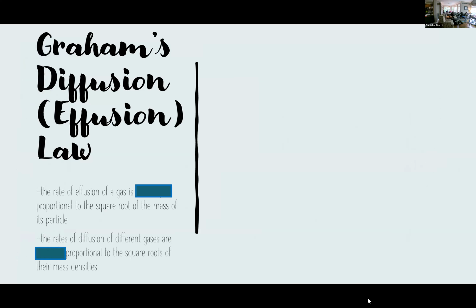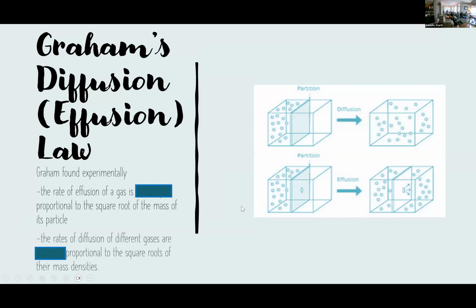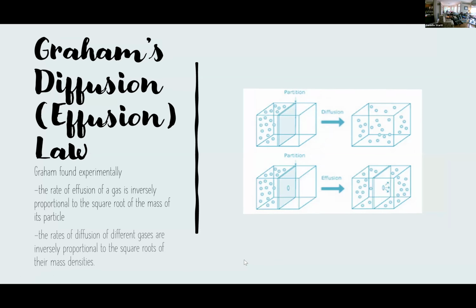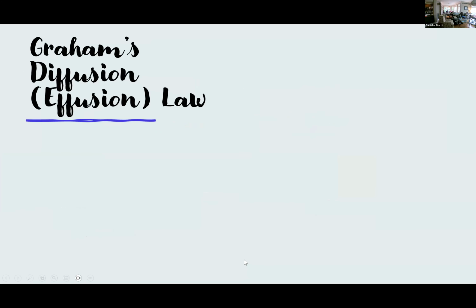All right, so Graham's diffusion effusion law. Graham found experimentally that the rate of effusion of a gas is what kind of proportional to the square root of the mass of its particle? Whoa. It's going to be inversely proportional to the square root of the mass of its particle. That's fun. And how about the rates of diffusion of different gases? They're going to be inversely proportional to the square roots of their mass densities. What the heck does that look like? Well, it looks like this.